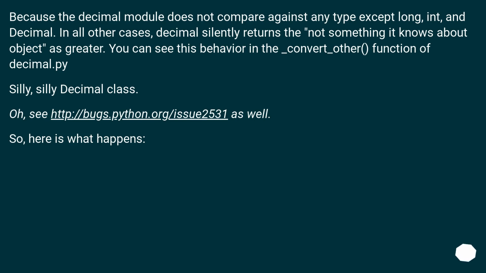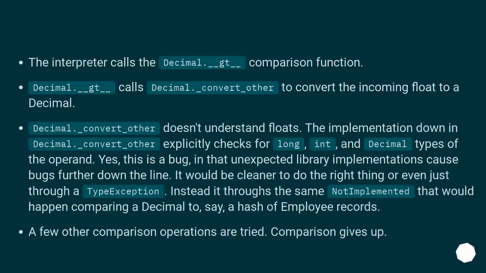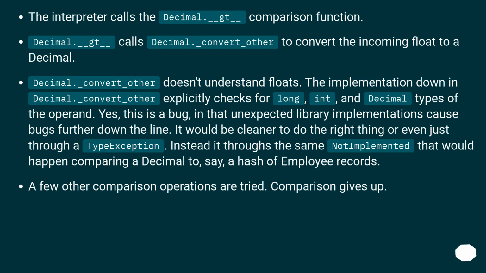So, here is what happens. The interpreter calls the decimal._gt_ comparison function. decimal._gt_ calls decimal._convert_other to convert the incoming float to a decimal. Decimal._convert_other doesn't understand floats. The implementation down in decimal._convert_other explicitly checks for long, int, and decimal types of the operand.